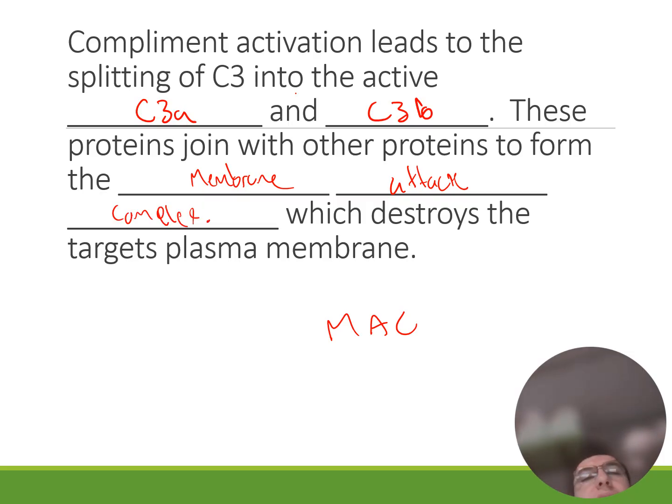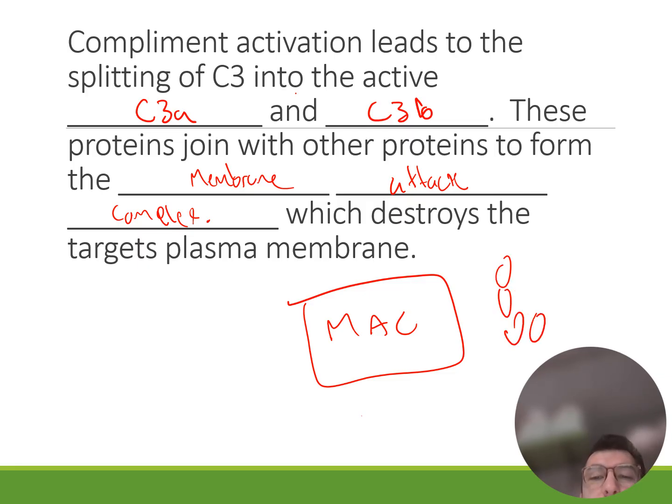So it is not like the complement routes are just specific to one function. They could do multiple things depending on the situation. But overall, that C3b may bind with C5, C6, and then form a huge complex that attaches to the membrane of the pathogen, creating a hole leading to the cytolysis of that pathogen.